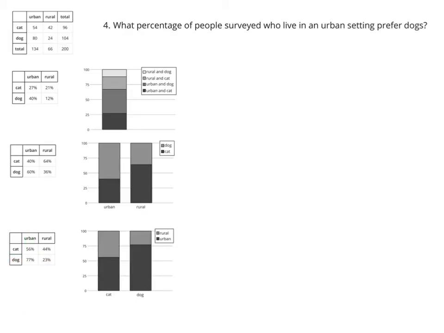Because in this one we are looking at people surveyed in the urban setting preferring dogs, we're going to look at that second table there that's going to help us solve our problem.